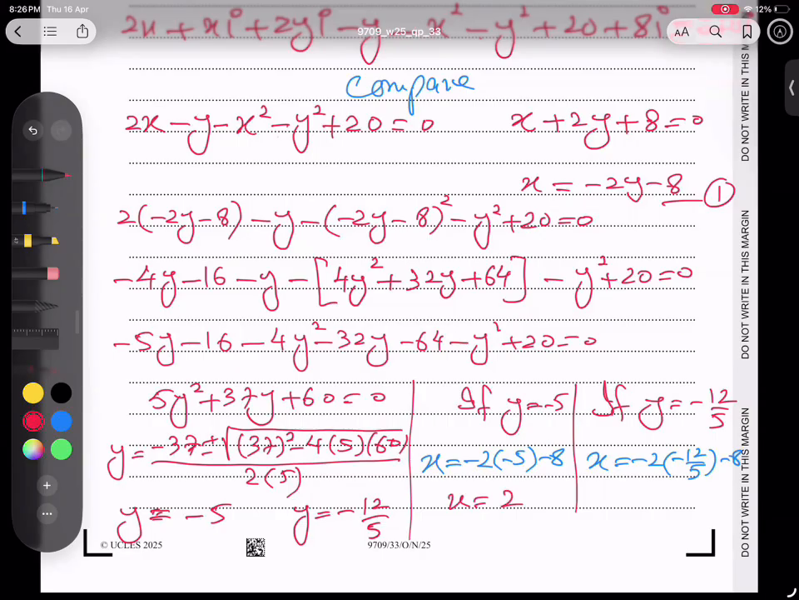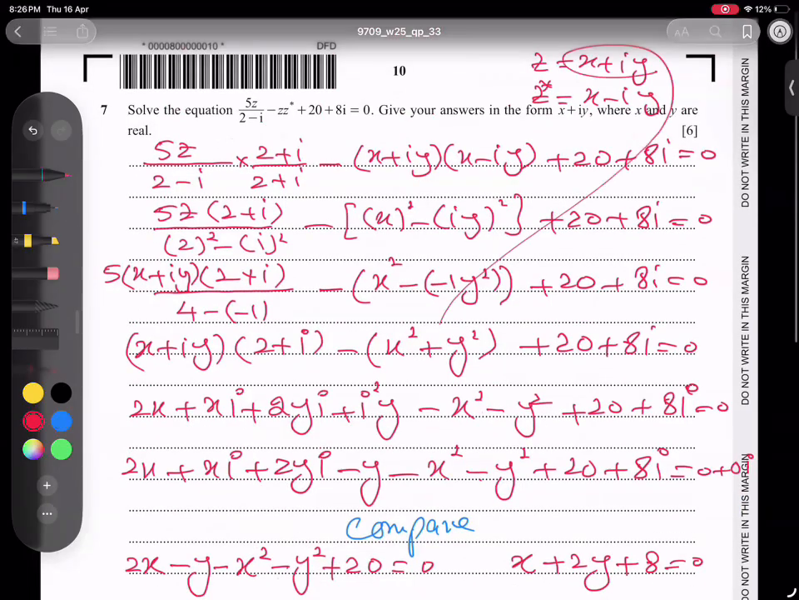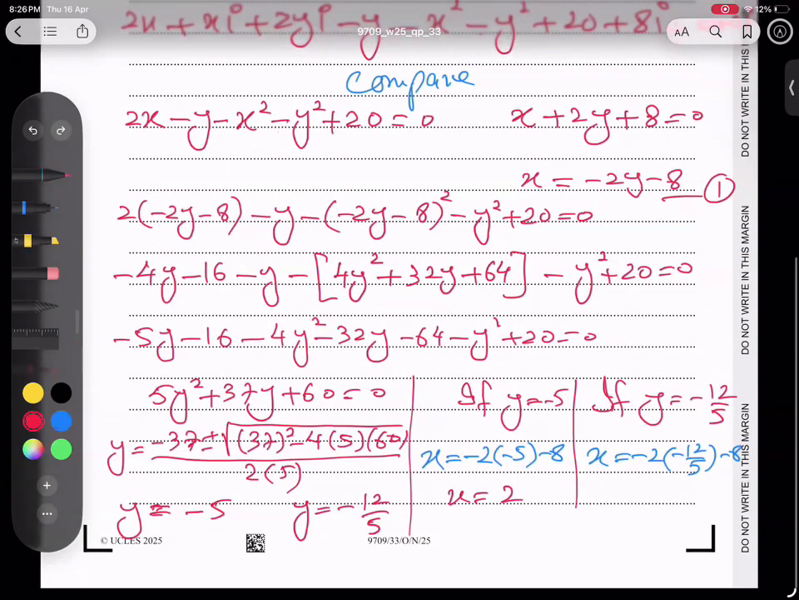So it means we have to give the answer. Students, go back and see, we have to give the answer as x plus iota y. So I can say that I got x plus iota y. And what is the x value? 2. So 2 plus iota y, and y is negative 5. So I got negative 5 iota. So I think the idea is very clear. So we have done this question.